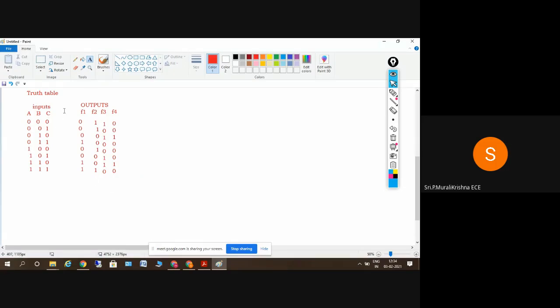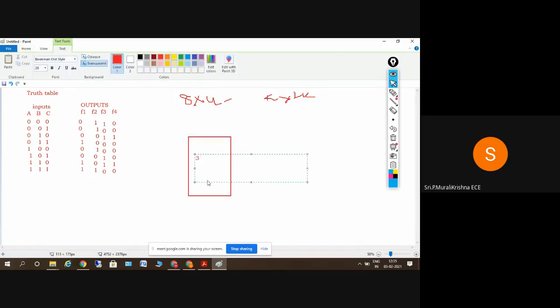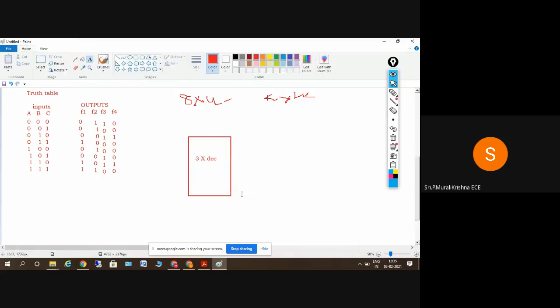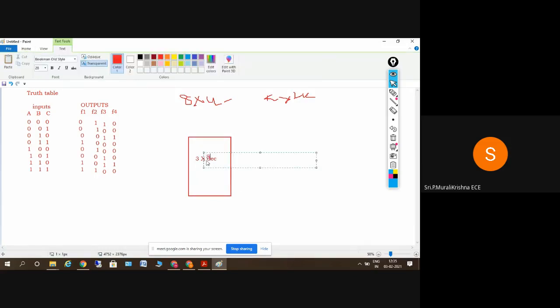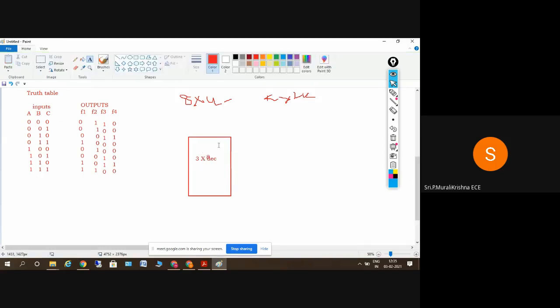So what we have to do here is draw the ROM diagram. What is the size of the ROM? The size of the ROM is 8:4. So we need a k into 2 power k decoder, that is a 3 to 8 decoder. So we have to draw the 3 to 8 decoder. It will have 3 inputs and 8 outputs.